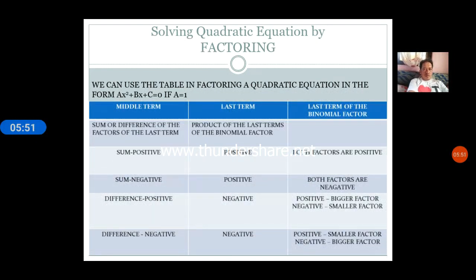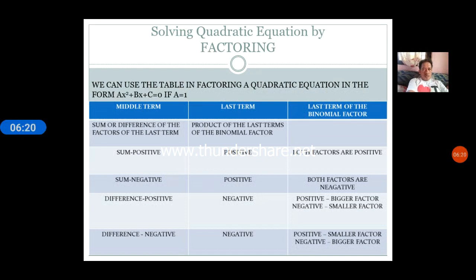So how to use the table? In a quadratic equation, we have to look for the sign of the last term, which is very important, and the middle term. Why do we have to look for the last term of the quadratic equation? Simply because it is the product of the last terms of the binomial factors.